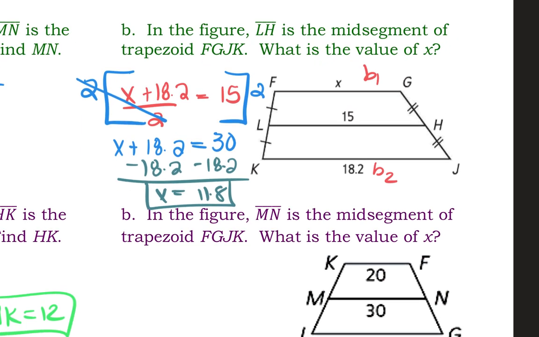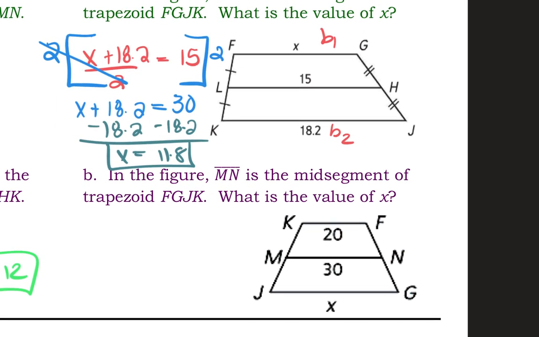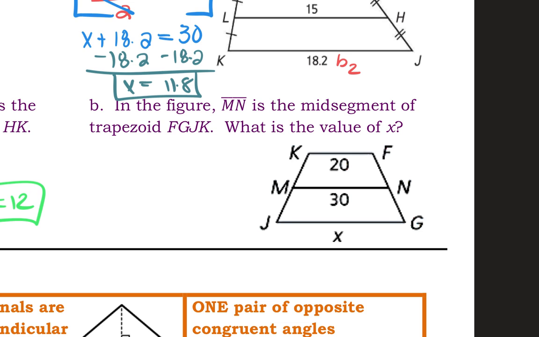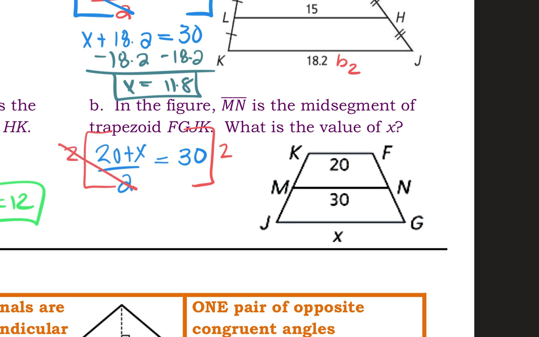All right, follow the same steps and try B. All right, so 20 plus X divided by 2 gives us 30. What are we going to do to the whole thing? We're going to multiply by 2. It's always whatever's in your denominator. This is going to cancel out on the fraction, so we're left with 20 plus X. What's 30 times 2? 60, and the difference gives us 40.